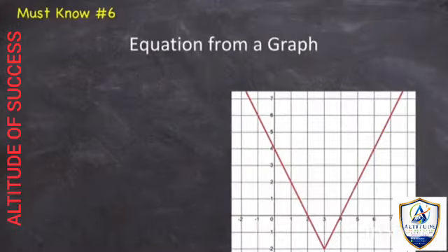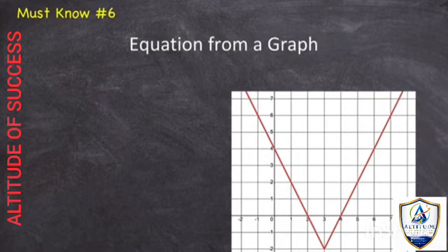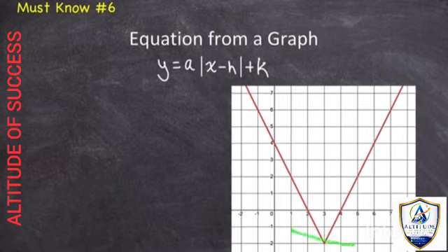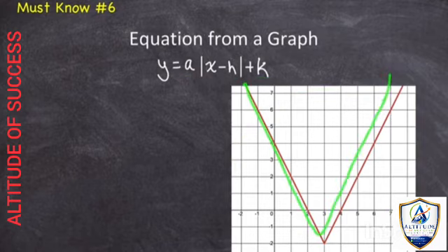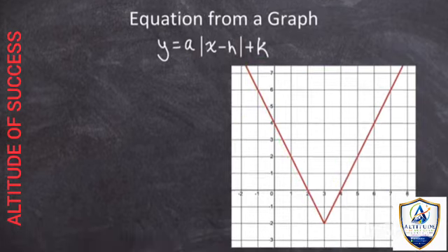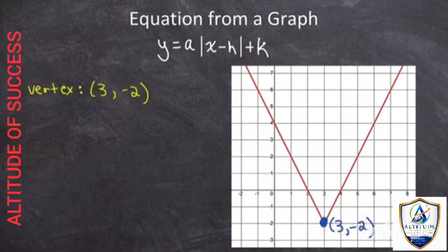Must know number 6, finding the equation from a graph. So now that you know what the equation of a transformed absolute value function looks like, we can write an equation that defines this transformed absolute value function by finding the values of a, h, and k that transform the absolute value of x to look like this function. We'll start by identifying the vertex. I can see the vertex down here, at this point (3, -2). And remember, the vertex gives you the h and k values that go here for the transformed function.